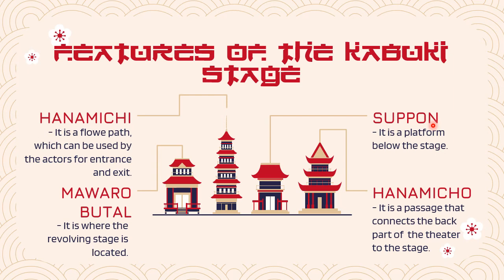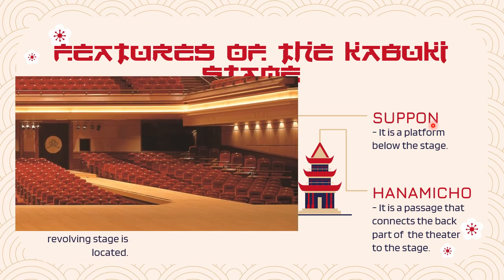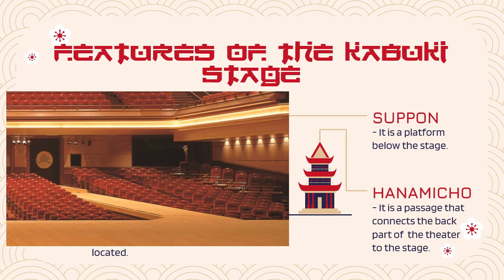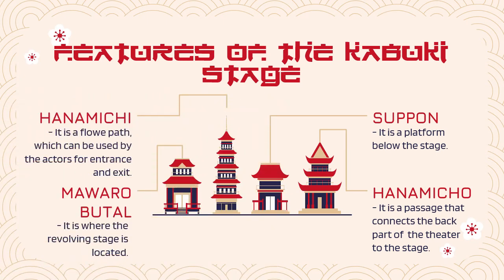And lastly, we have the Hanamichi. So it is a passage that connects the back part of the theater to the stage. So usually this stage is used for the supernatural beings, often use this passage for the grand entrance. So it is also a walkway that cuts through the audience seating area to connect the stage with the back of the theater. So usually nga, yung mga supernatural beings, magicians, often use this stage to make their entrances from the trap doors. So that is the features of the stage of the Kabuki Theater.